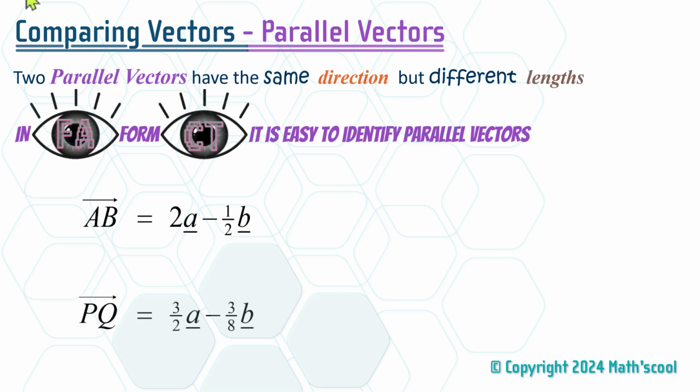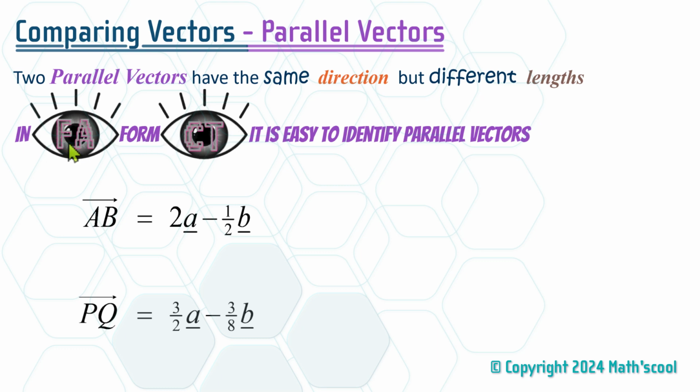Okay. So comparing vectors and looking for parallel vectors. We saw from the last page that parallel vectors have the same direction and different lengths. I mean, I say they have the same direction. They could be pointing 180 degrees in the opposite direction. And we'd say that's still the same direction, but the negative version of that direction.